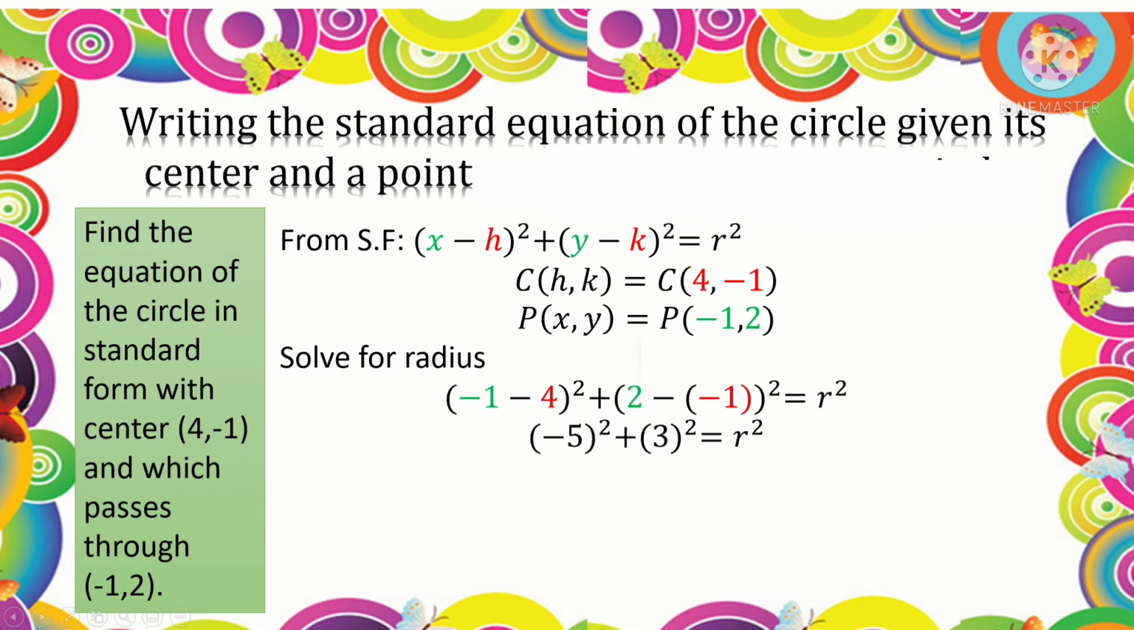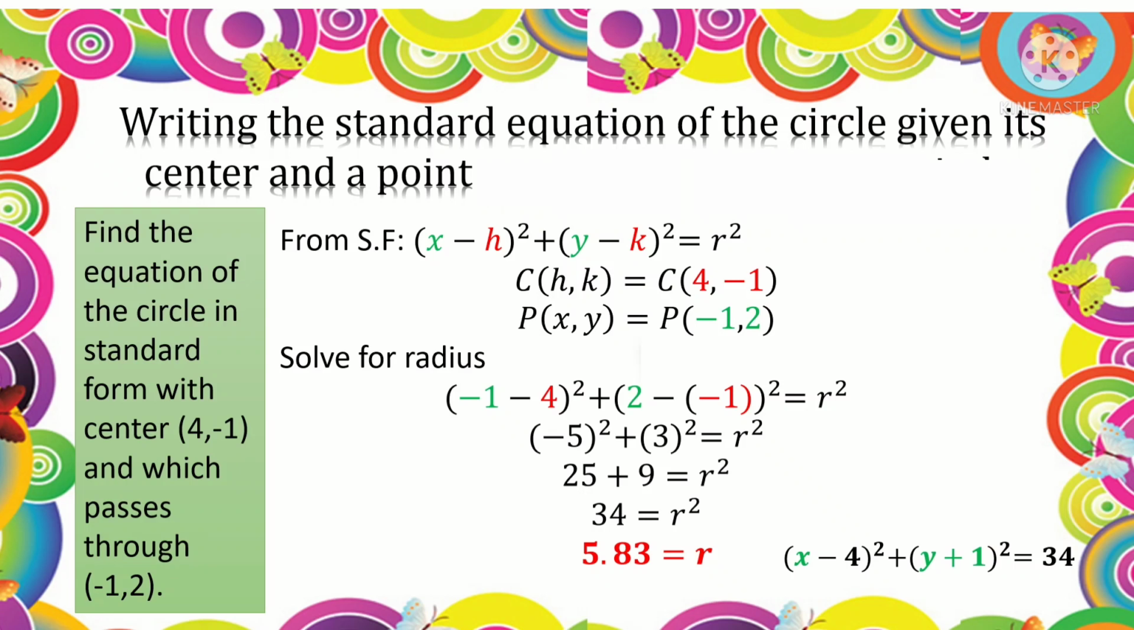Negative 5 squared is 25, while 3 squared is 9, equals r squared. Continue simplifying, we have 34 is equal to r squared. Since 34 is not a perfect square, our radius is equal to the square root of 34, or approximately 5.83.